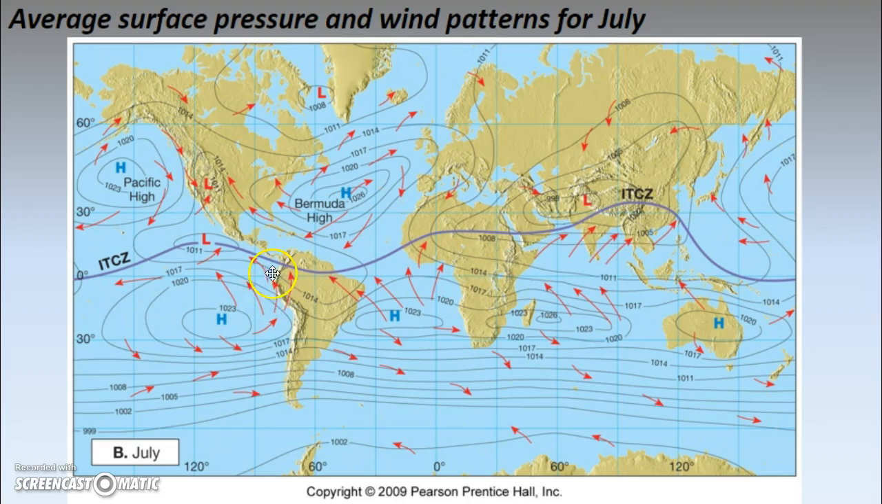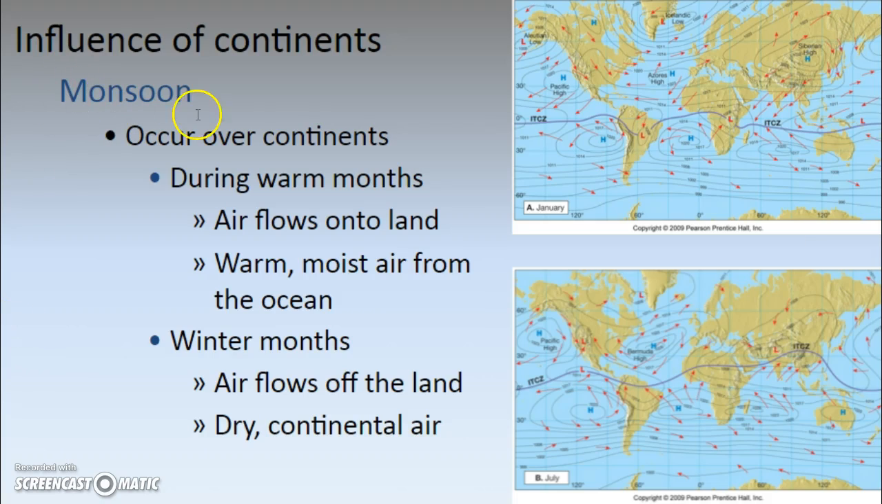We're looking at these arrows here. Large-scale sea breezes. So monsoons. These occur over continents. During warm months, air flows onto land. Warm, moist air from the ocean. This is what's delivering the ingredients for severe weather and strong storms. You know, we're talking about rainfall measured at times in feet of liquid water. Tremendous amounts of flooding. But in the winter months, the air flows off the land, and it's dry continental. So we're comparing the difference between the January and July months.